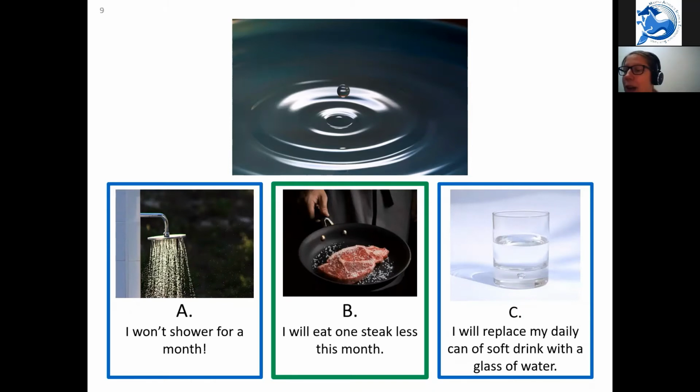During a month, your showers will consume about 1,500 litres of water. If you drank 1 can of soft drink less, that would save 750 litres a month, but actually the production process of 1 steak is 3,000 litres. So that would have been the most impactful decision here.